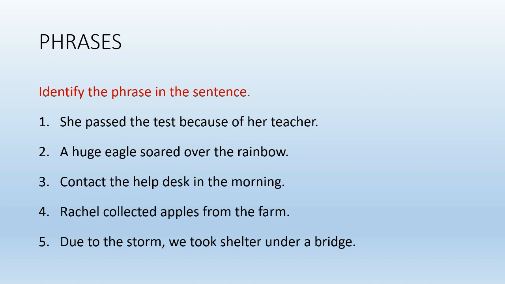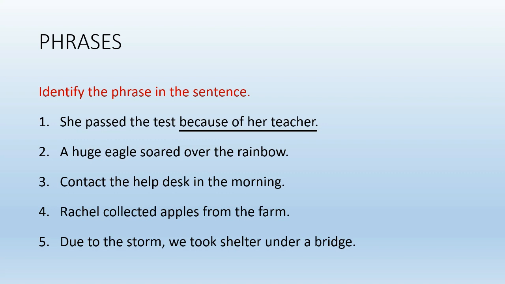So let us identify the phrases in these sentences. Let me read the first one. She passed the test because of her teacher. Now here in the first part of the sentence, there is already the verb passed. So let us check with the next part of the sentence. So what would be the phrase? Because of her teacher.